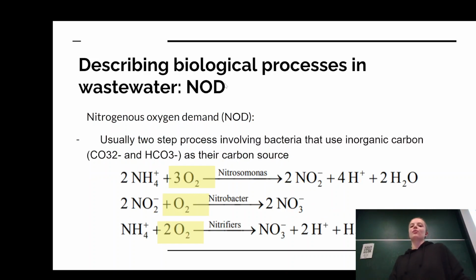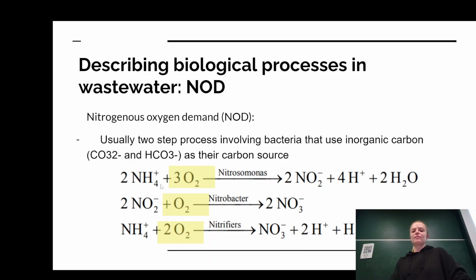Next, we've got this thing called NOD, nitrogenous oxygen demand. It's usually a 2-step process involving bacteria that use inorganic carbon. So there's that carbonate ion and this bicarbonate ion, HCO3-, as their carbon source. You guys don't really have to remember all of these equations. You do have to remember the one on the previous slide though.